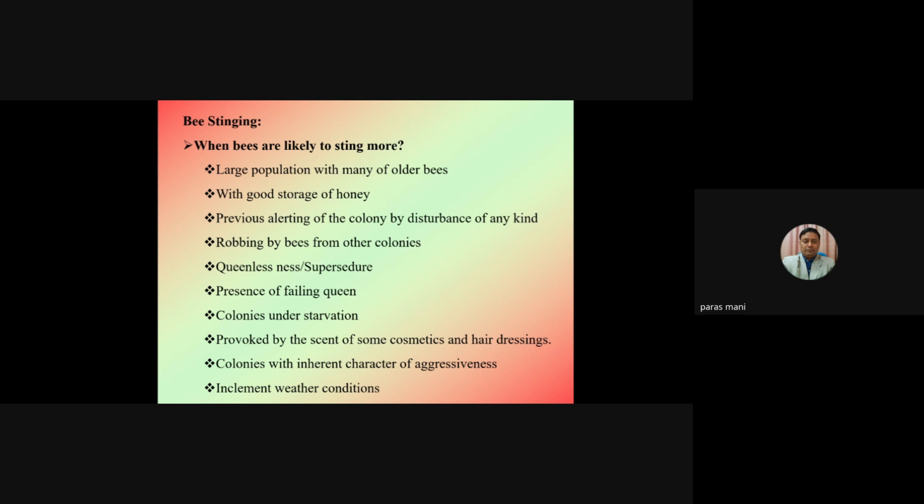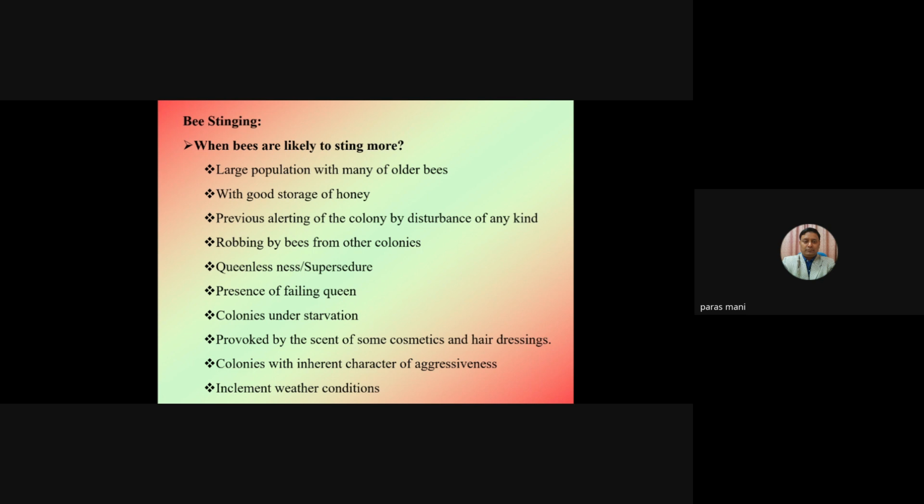In inclement weather conditions, when the weather is not congenial, bees are found to sting more. In sunny time, that is in the afternoon, if the colony is exposed to the sun, the bees tend to sting more. Or in any rainy or cold conditions also, bees tend to sting. So hiving activity we take up usually after 4 p.m.